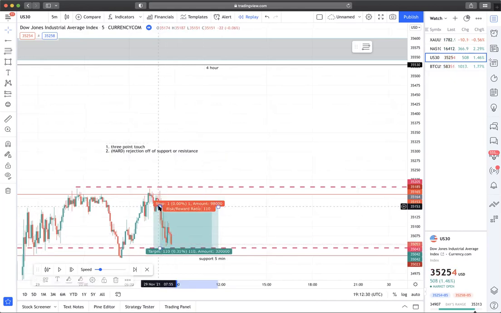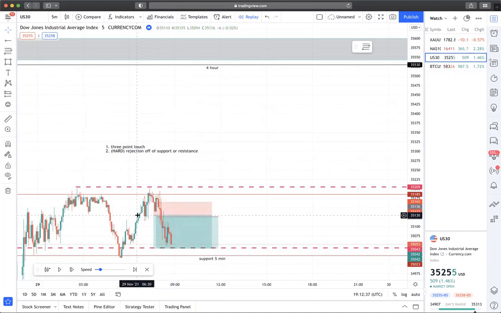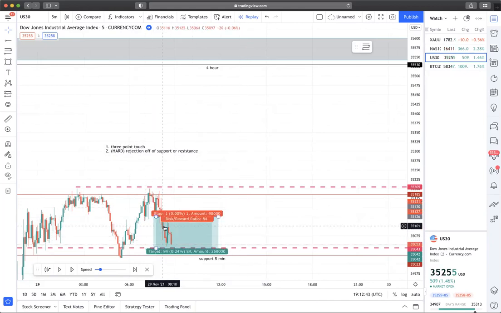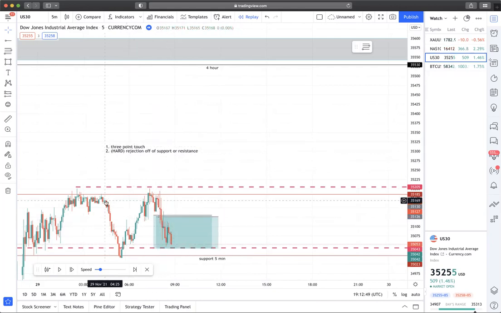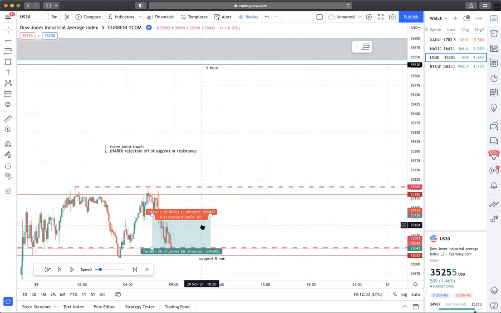And then at that point, I'll move it again, move it down. This is securing profit because we had these 3 wicks, 3-point touch, 3 wicks rejection. And then you would have won both your trades.